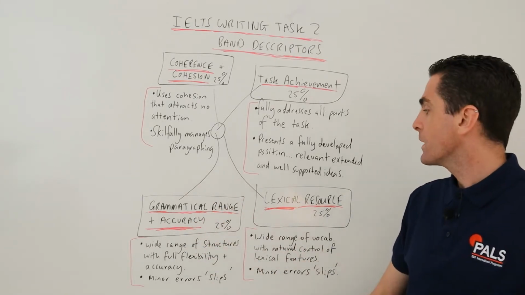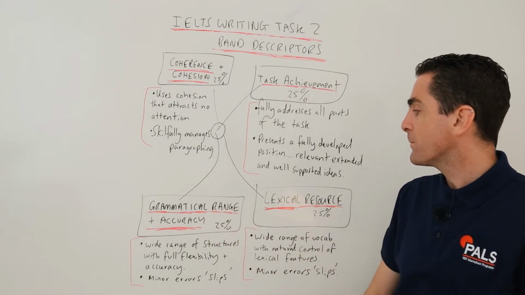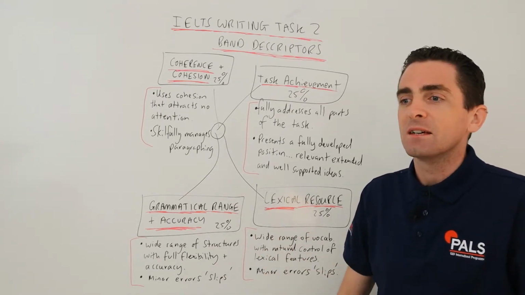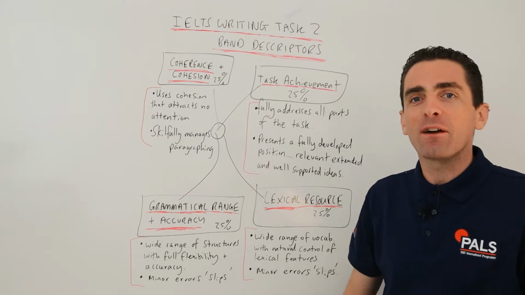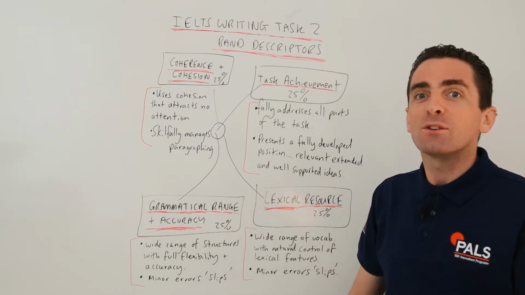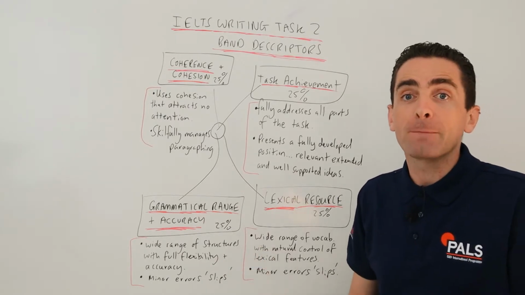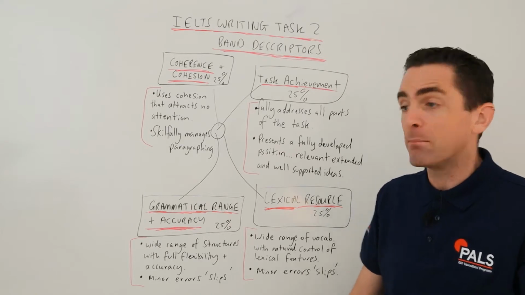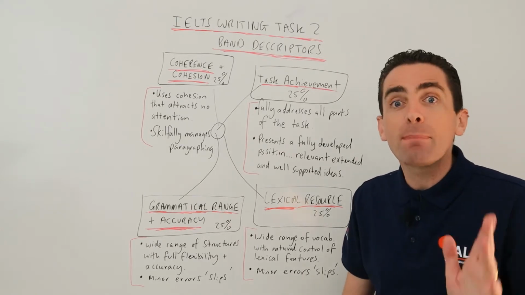Now the final 25% is for lexical resource. Now, lexical resource is just a high society way, a very overly complicated way, I always think, to say vocabulary, okay? Break it down to layman's terms, it's just vocab, okay? Now, what do you have to do to get a band 9, guys?